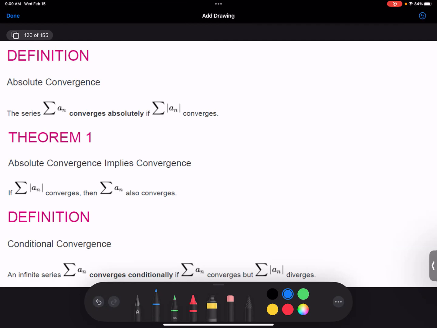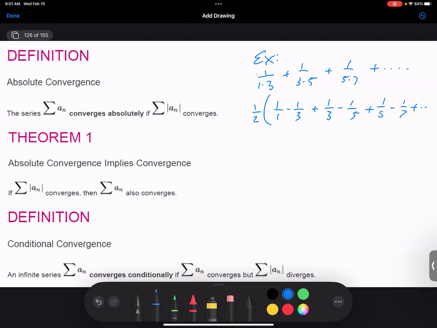So as a great example, and this is related to one of the homework problems, let's look at 1 over 1 times 3 plus 1 over 3 times 5 plus 1 over 5 times 7 plus dot, dot, dot. And the key to understanding this homework problem is to recognize that this can be written as 1/2 of 1 over 1 minus 1/3 plus 1 over 3 minus 1 over 5 plus 1 over 5 minus 1 over 7, and so on and so on. And the reason is 1 minus 1/3 is 1 over 1 times 3. 1/3 minus 1/5 is, I'm sorry, it's 2 over 3 times 5. The next one is going to be 2 over 5 times 7.